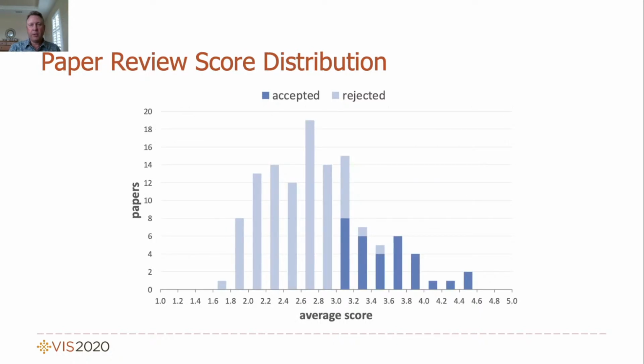This histogram shows the average reviewer score, with 1 being the lowest and 5 being the most favorable one. We can see that out of the 32 accepted papers, all of them received average scores of 3.0 and above, while the average reviewer score across all papers is around 2.7 or so.